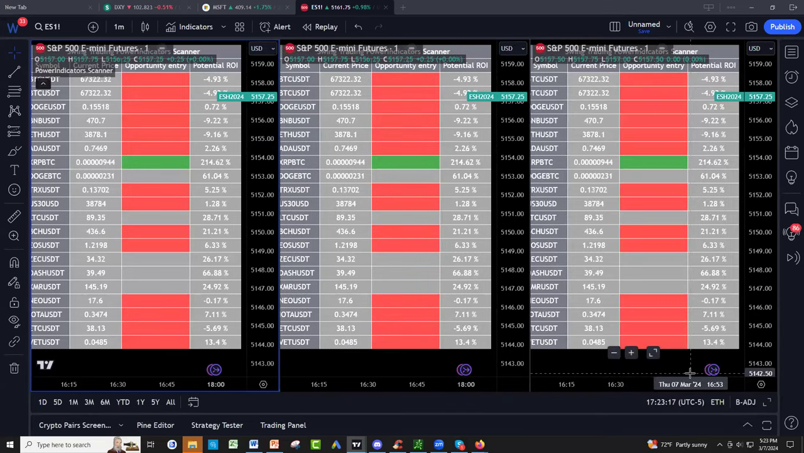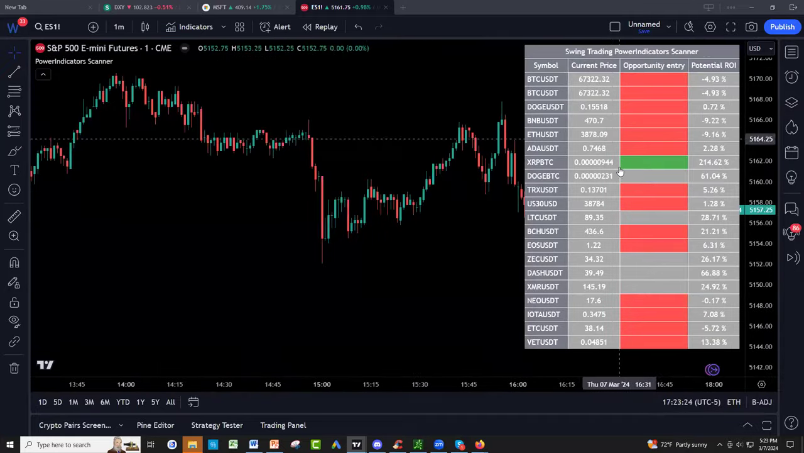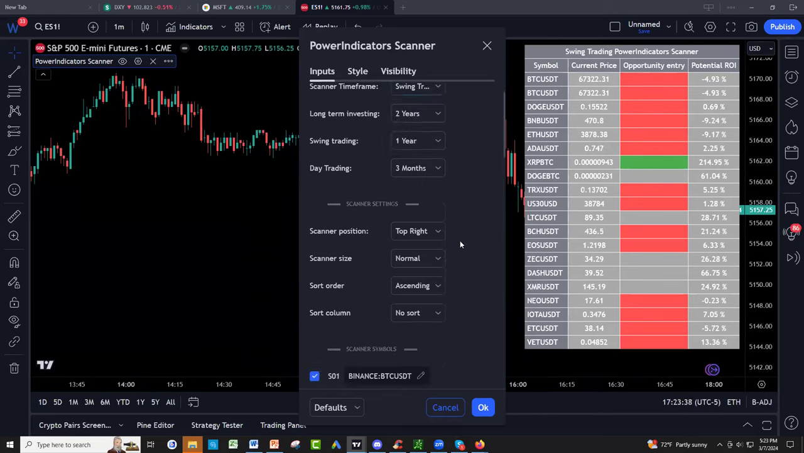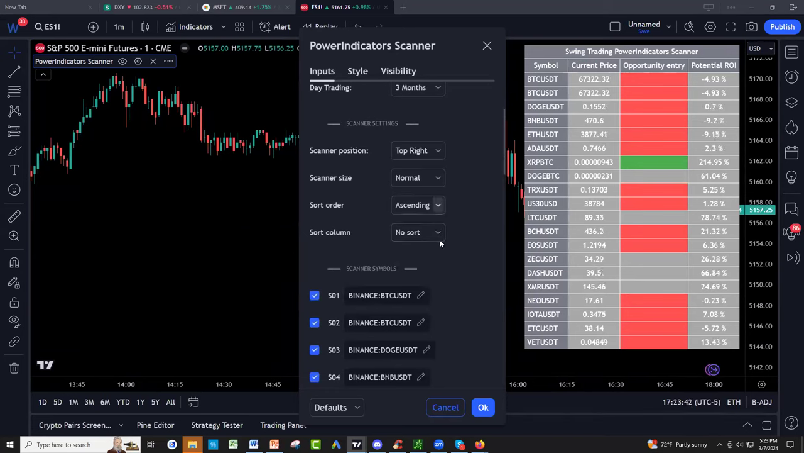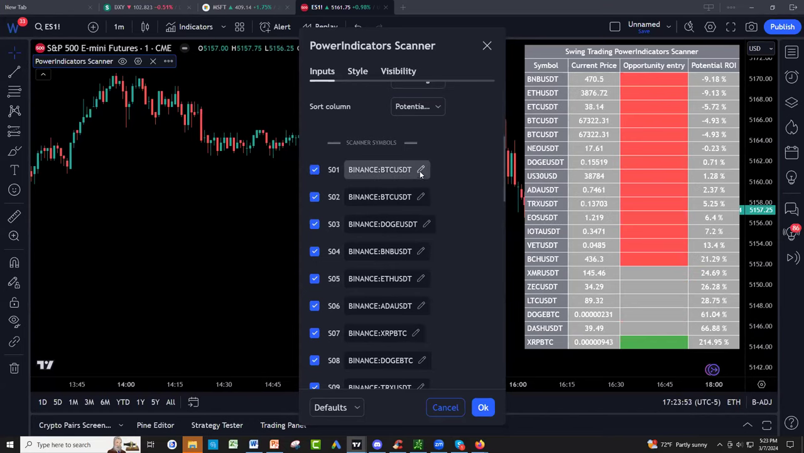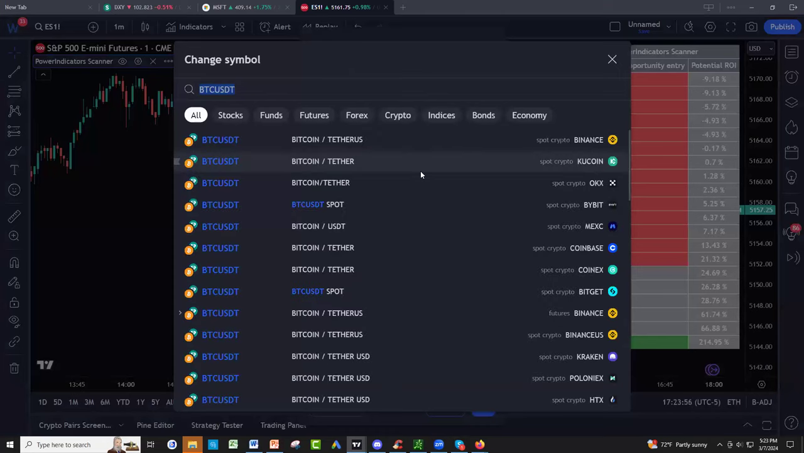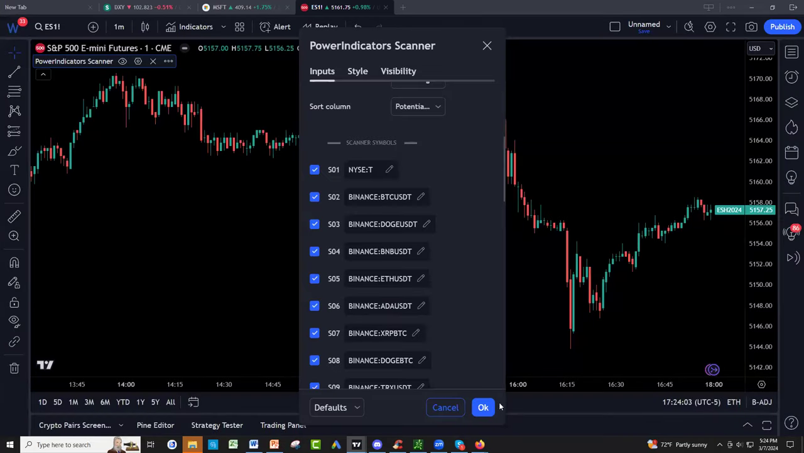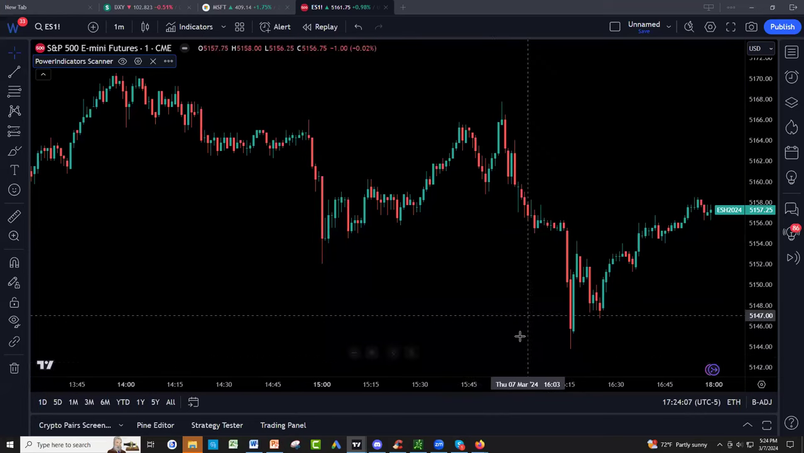And then this is how you have your scanners. You double click on the scanner. Let's go back to one scanner. Double click on the scanner. Look, it's a three-in-one scanner. You can choose long-term investing, or return on investment, swing trading or day trading, and your look back period. Scroll down, I do sort order ascending and I sort by return on investment potential. Then you scroll down and you can uncheck a symbol and then use the pen and change your symbol. Okay, here it's BTC, I can change this BTC into AT&T, T, and now you have AT&T in the scan. You press okay, and that's it.